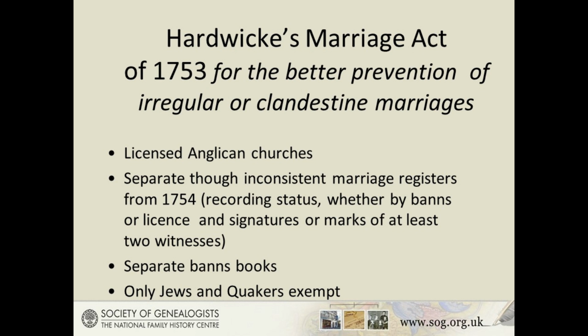The Act ensured that separate banns books should be maintained, recording the date that the banns were called on three consecutive Sundays before the wedding, though of course the calling of banns or the issuing of a licence does not always guarantee that the wedding actually took place. Someone may have objected, or the couple called off the wedding for any number of reasons. However, one important point to note is that everyone was expected to marry in a licensed Anglican church. Only Jews and Quakers were exempt, and we'll look at nonconformity later on in the talk.